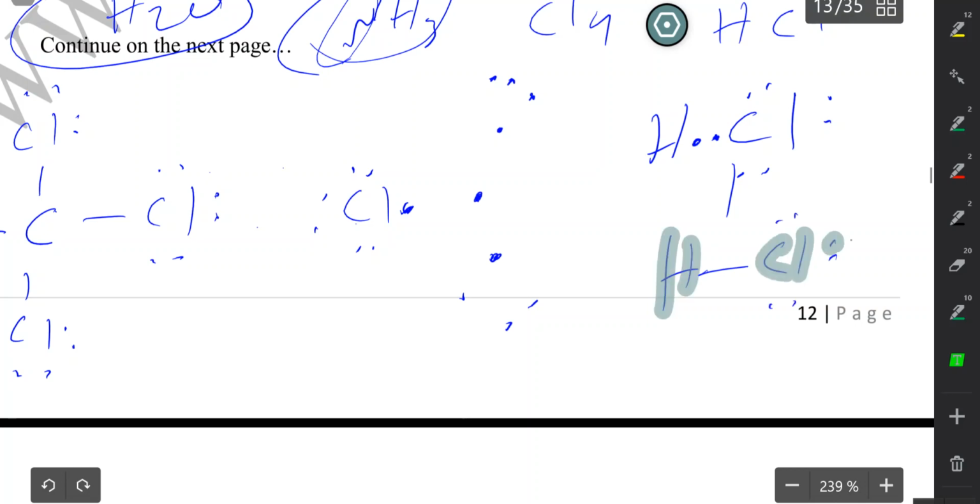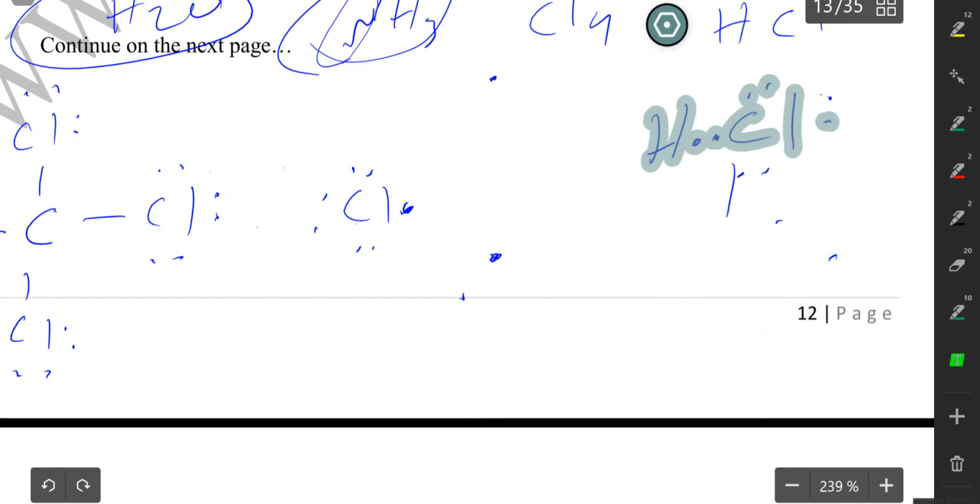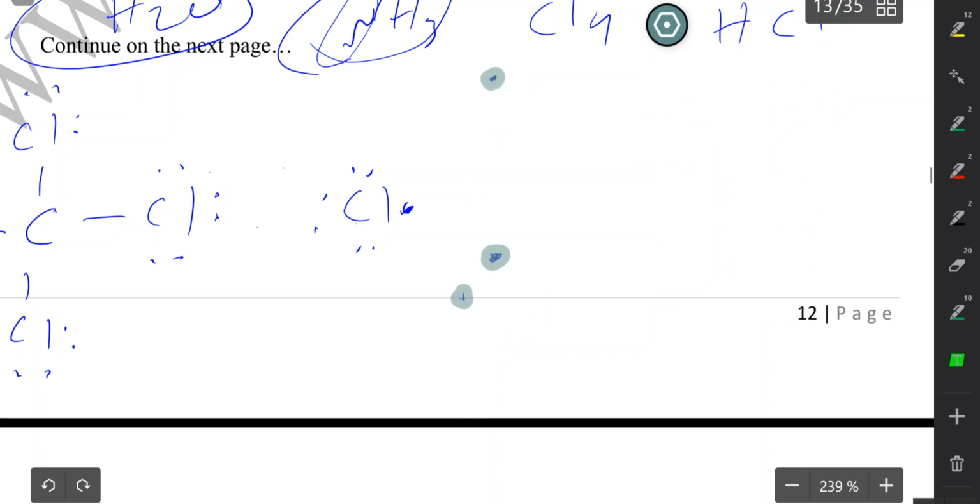And for CO2, sometimes some atoms will actually form a double or a triple bond. Let me show you an example of that. For example, CO2. Here's CO2. CO2 is also a linear structure. C goes in the middle, oxygen here, oxygen here.